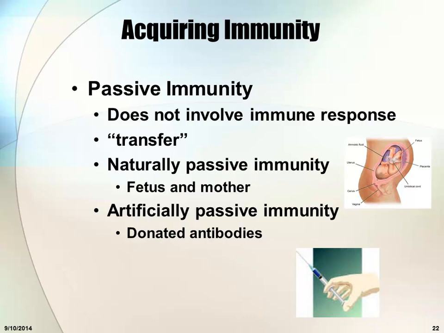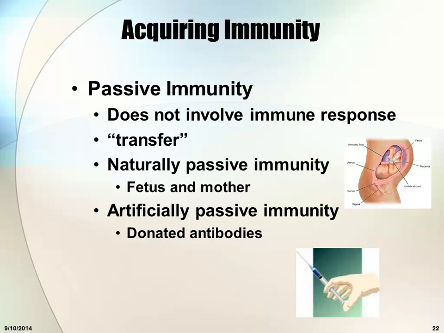So that gives you an artificially passive protection. The protection is lost once the antibodies are used up, and it can last weeks to months. So that is artificially passive immunity.